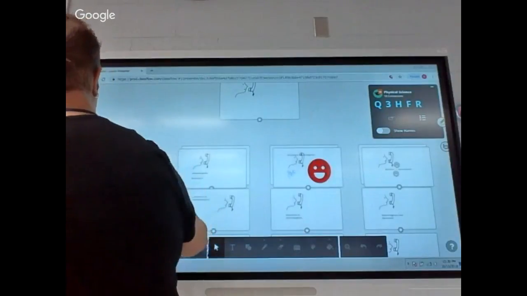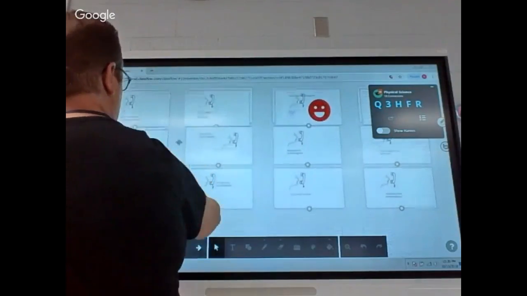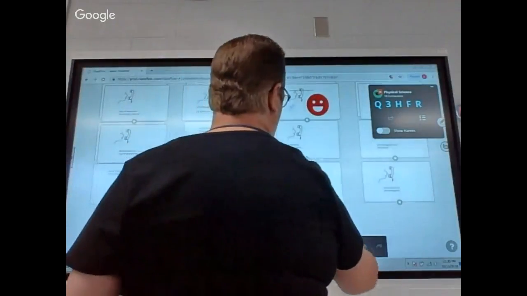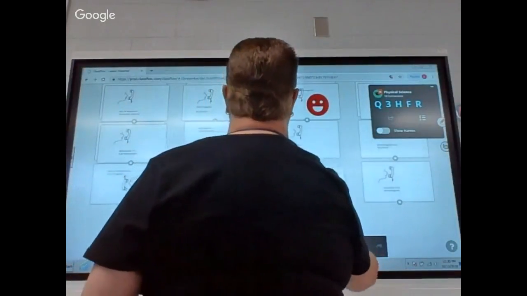I got one here that says chemical. All right, I got a thermal there. Why do we have thermal? They got hot breath?